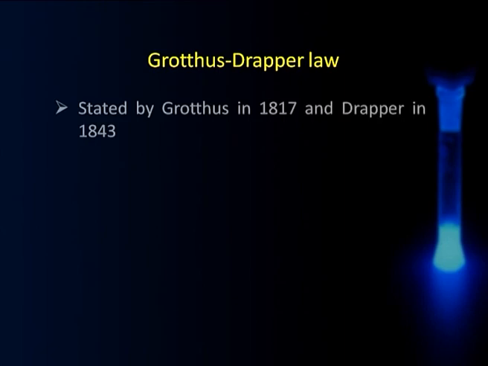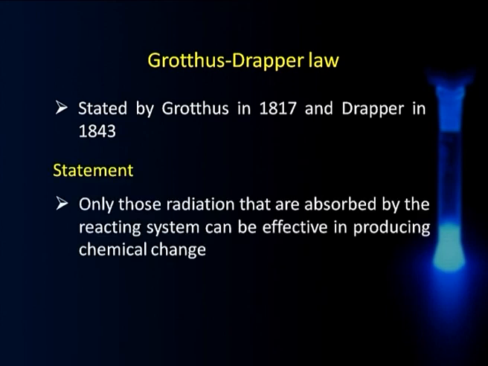Grotthuss-Draper's law was stated by Grotthuss in 1817, followed by Draper in 1843. The statement goes as follows: only those radiations that are absorbed by the reacting system can be effective in producing chemical change. Now, this looks very trivial. If a reaction has to take place, unless radiation is absorbed, the reaction will not take place. It is obvious, but it was not obvious at that point of time, and it was suggested then.